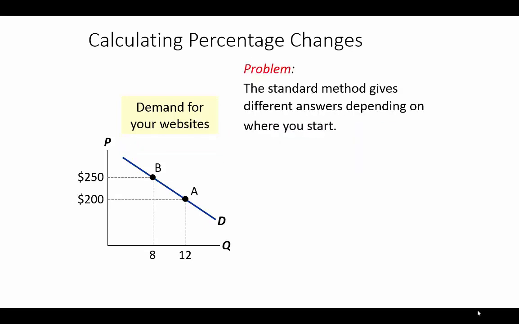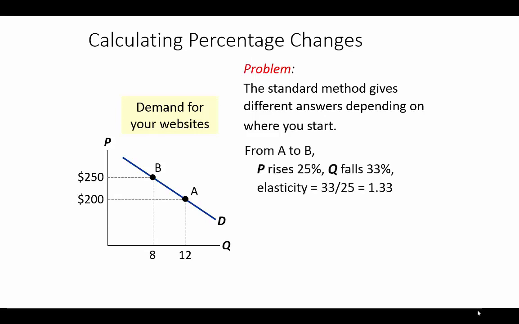Now, the problem is the percent change is going to be different depending on where we start. If we start at A and the price goes up, we'll get one set of percentages, but if we start at B and have the price go down and the quantity up, we'll get a different set of percentages. Specifically, if the price is rising from 200 to 250, that would be a change of 50 divided by the base of 200, so that's a plus 25% increase in price. Quantity going from 12 to 8, that's a change of 4 divided by the base of 12, so that's minus 33%. So our elasticity in that case is 1.3, which we would label as elastic because the elasticity coefficient is greater than 1.